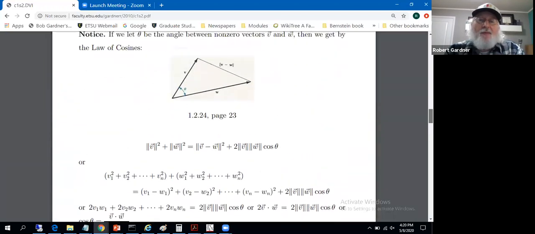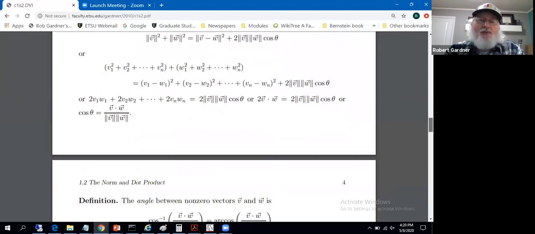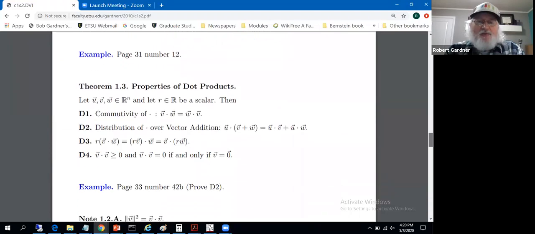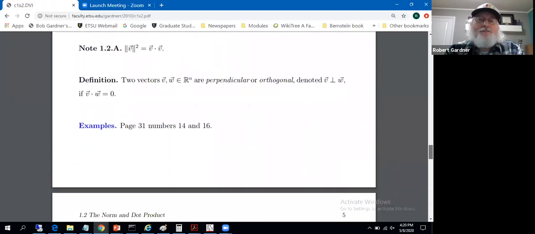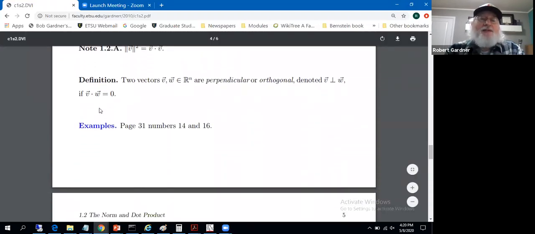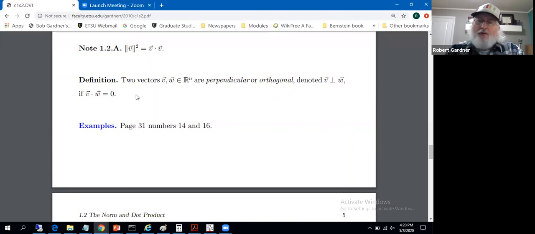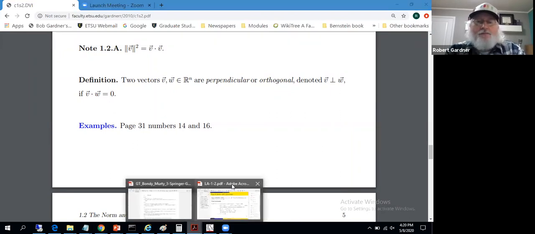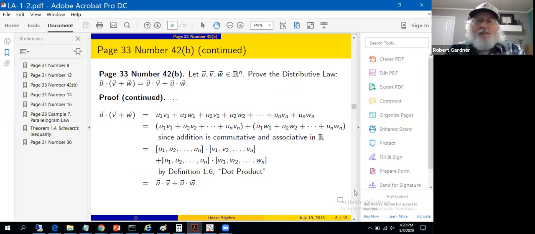How we had seen the geometry, how we had defined angles between vectors, all that's consistent with this concept representing perpendicular or orthogonal. Let's look at a couple of examples.